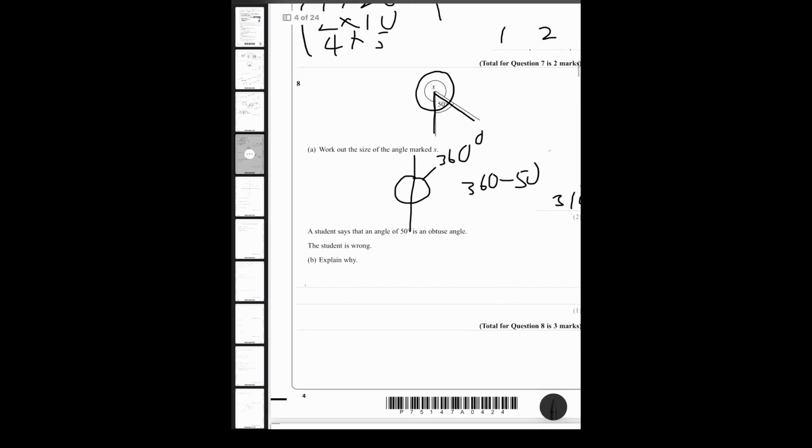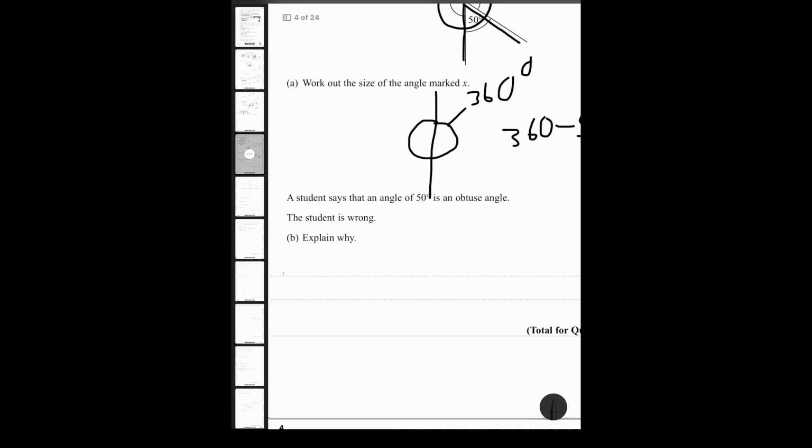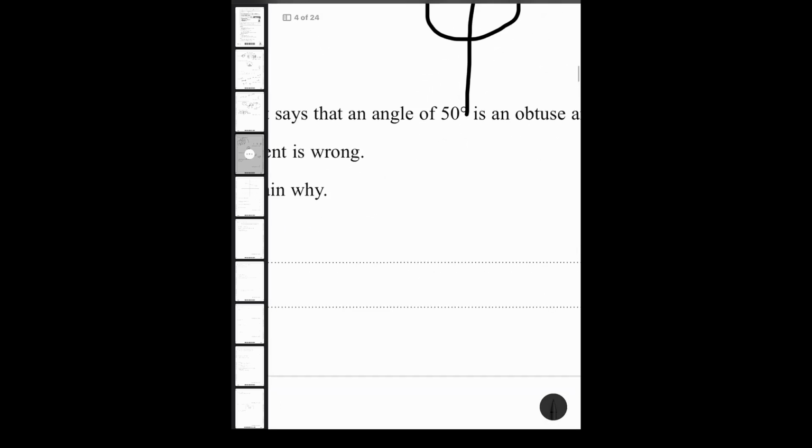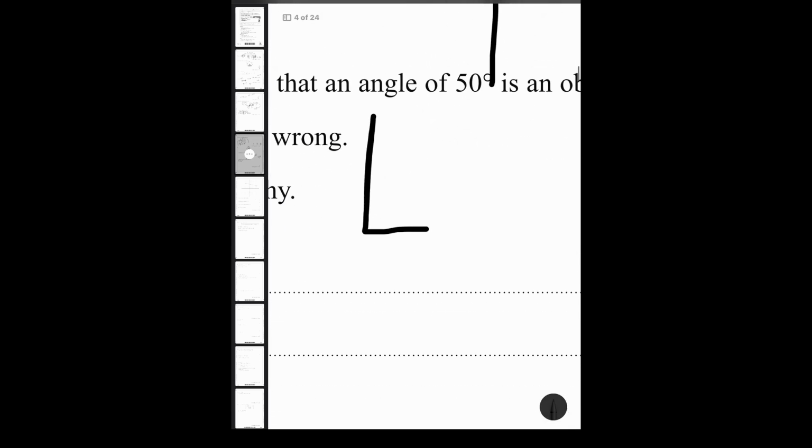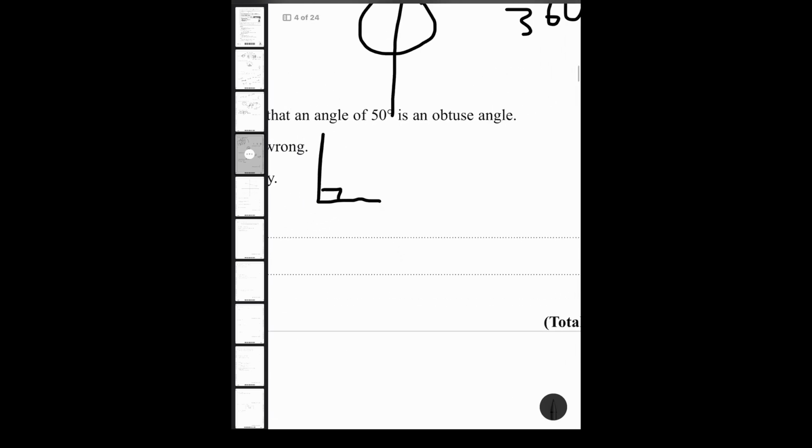The student says that an angle of 50 degrees is an obtuse angle. The student is wrong. Why? So there are 4 types of angles. Our favorite type, the right angle, right? And then there's an angle that's like this. That's less than 90, because you can see this line goes more inwards. So that's smaller, right? So this is called an acute angle. Can I spell today? Yes, I can. Acute angle.